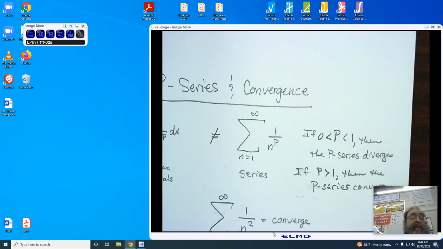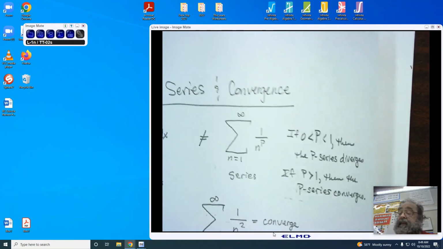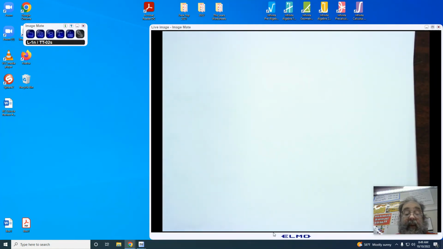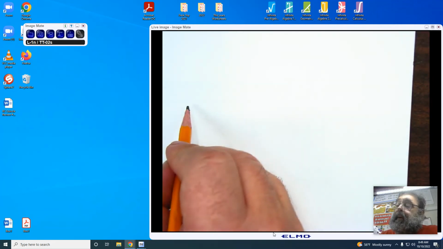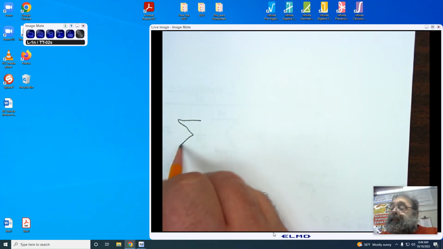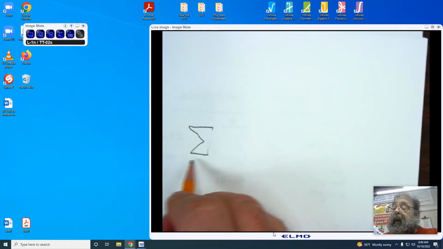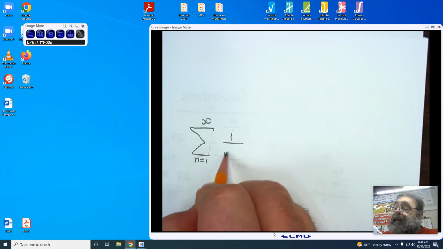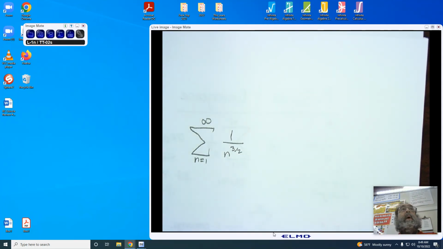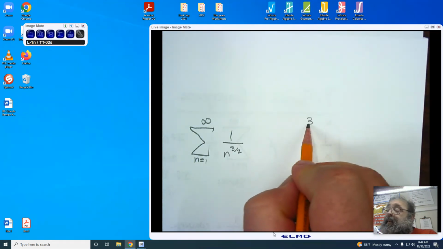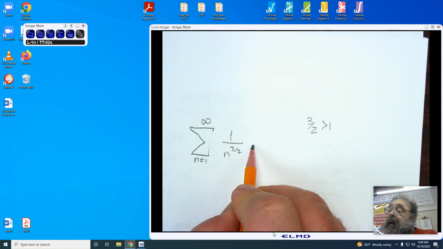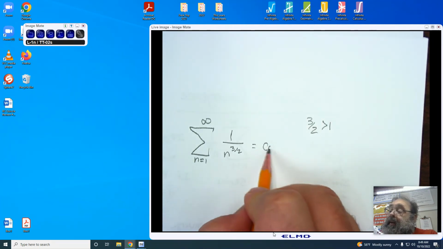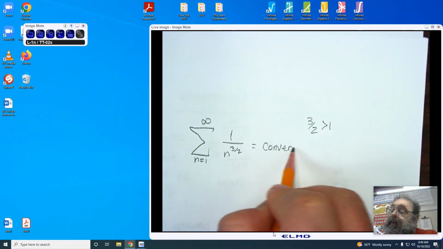So this is one of our simpler processes that we can work with, because all we have to do is look at it. Here, let's take an example. The summation as n starts at 1 to infinity of 1 over n to the 3/2 power. All you have to do is look at that exponent, 3/2, and recognize that 3/2 is greater than 1. Because 3/2 is greater than 1, this series converges.